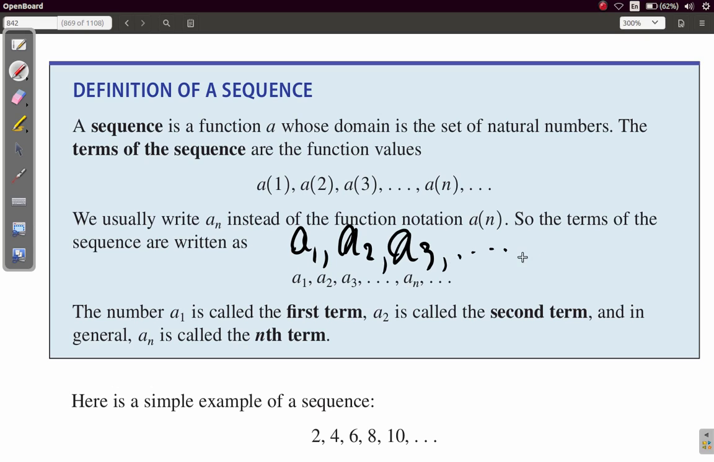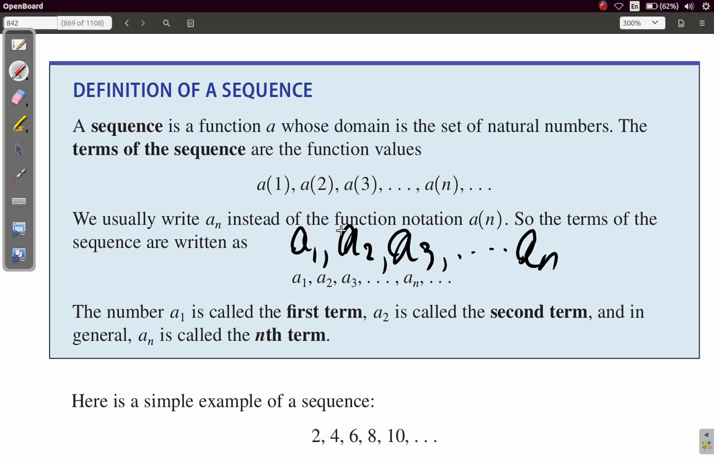A_n here means whatever position you reach. n can be any number, whether it is 50, 80, 100, 300. n can be any number. Now you start at a_1, then the second term is a_2.